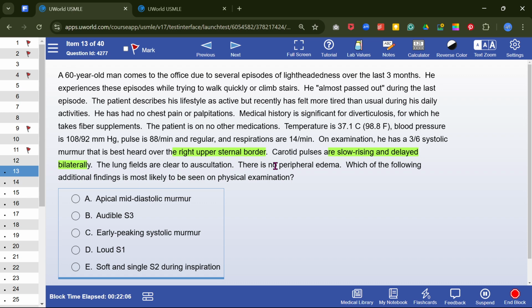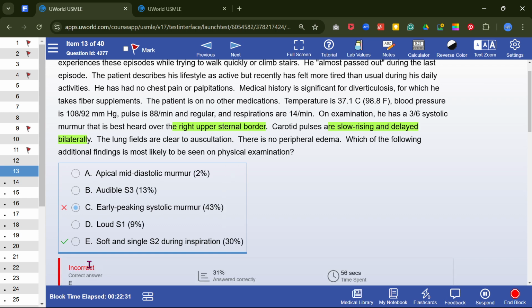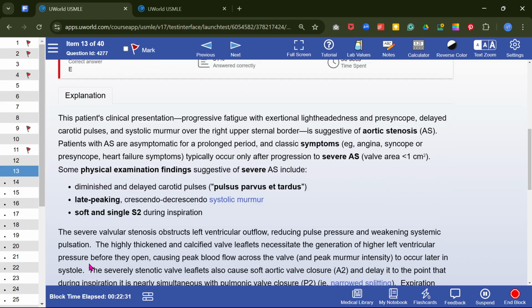Is it aortic stenosis? Okay. I do. Okay. We have made the same mistakes.